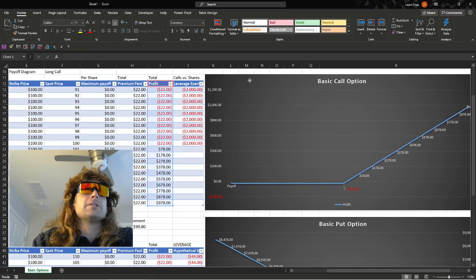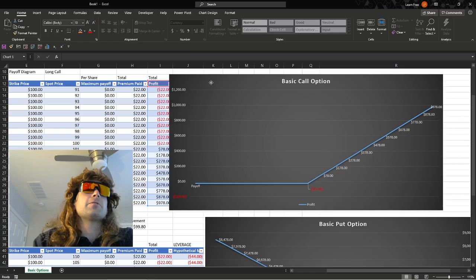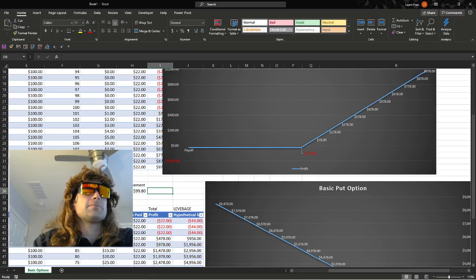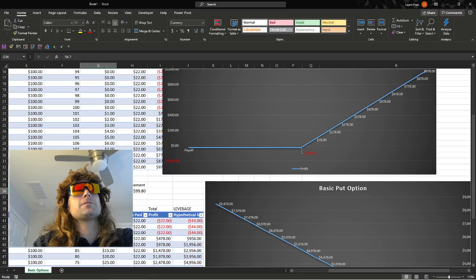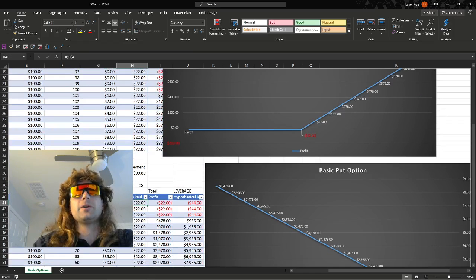And now we'll look at another example. Actually, you know what? Before we even go to the calls, we're going to talk about this. Right here, this is the price of a put option, the one that we had at $22, assuming it was the same as the call option.